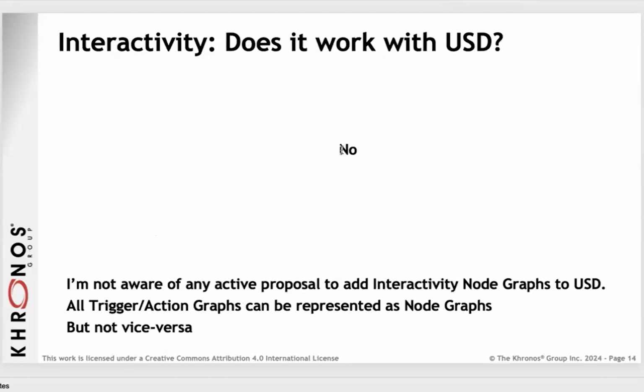So does this work with USD? No, as far as I understand, the only thing that we've got in USD for interactivity right now is the trigger and action proposal. And while it's probably possible to export every trigger and action into a node graph, no one has written that exporter yet. And the vice versa is not possible. You can't take the average node graph and turn it into a trigger and action because node graphs are more expressive.